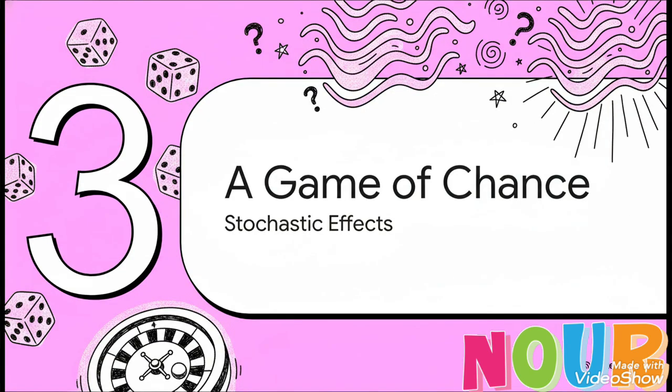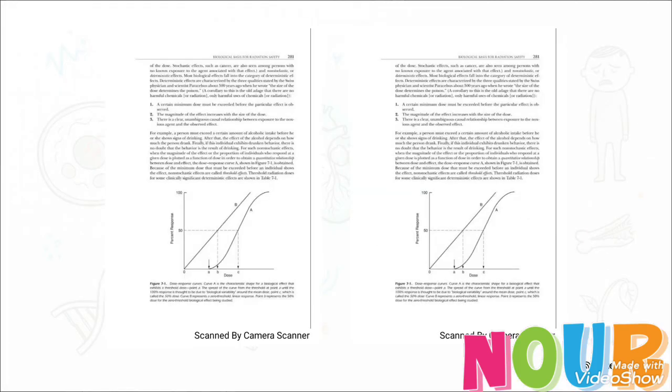Okay, but let's be real. Most of the radiation exposure we might encounter in our lives isn't a big, high dose. It's a low dose. And that brings us to a completely different kind of risk. This one isn't about certainty at all. It's all about chance. These are called stochastic effects. Let's just compare these two risks side by side.